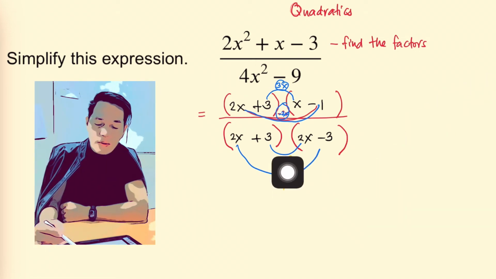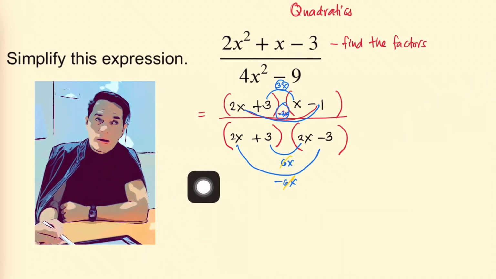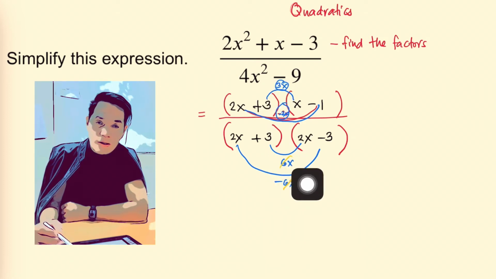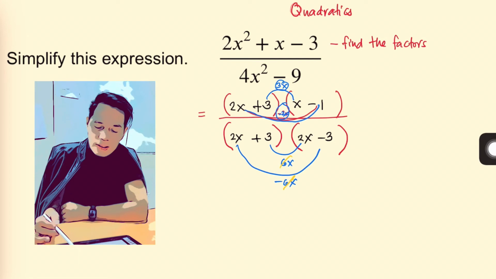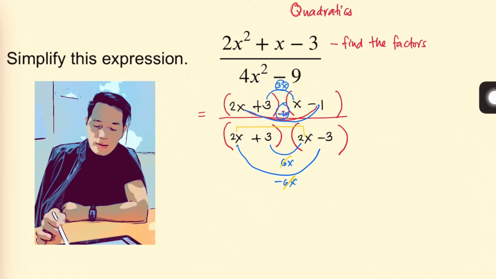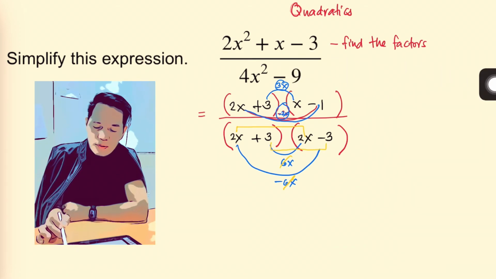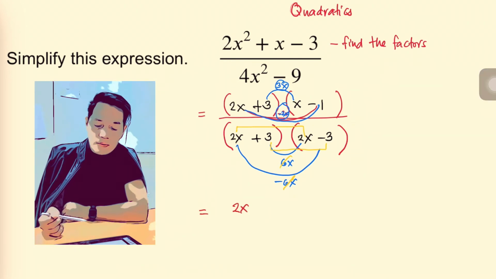That's the reason why there are only two terms here, because the second term is equal to 0 when you multiply this one. The first term, when you multiply them, you have 4x squared, and the last terms, when you multiply this, is equal to negative 9. So the one in between is equal to 0.